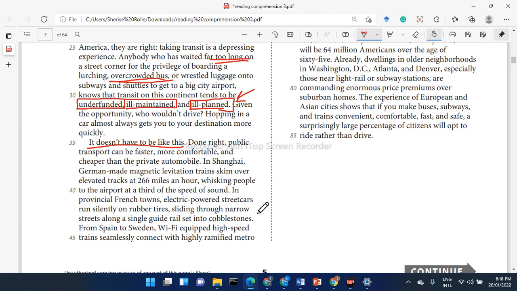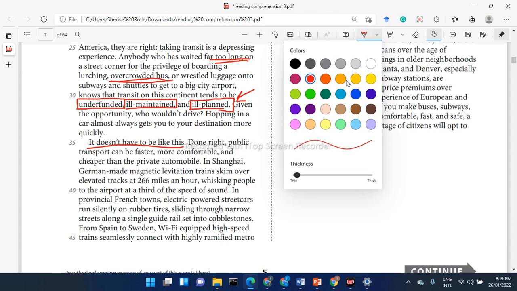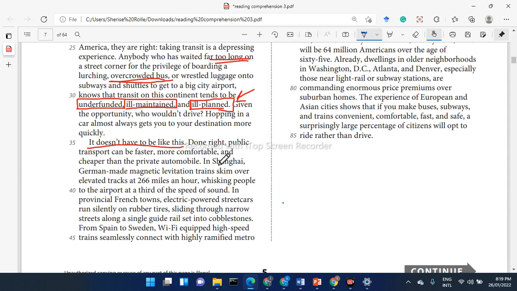It gives specific evidence when they talk about countries in their comparison. So the first country that they mentioned was what? Sweden. Shanghai, right? And what's happening in Shanghai?